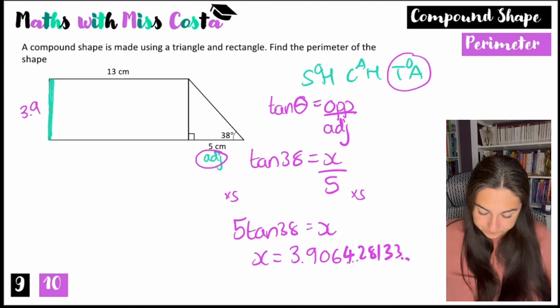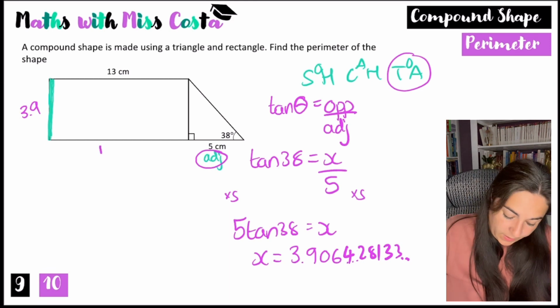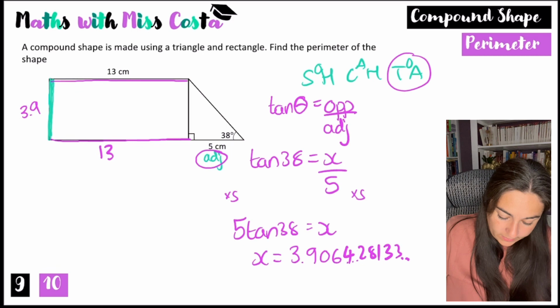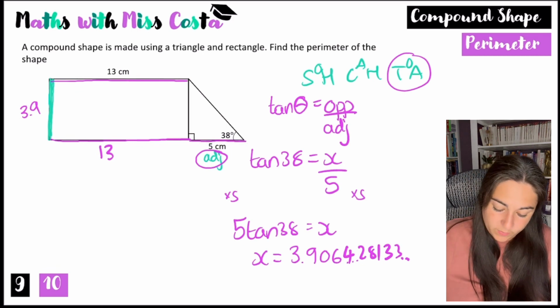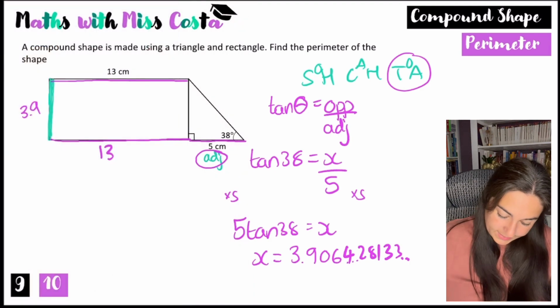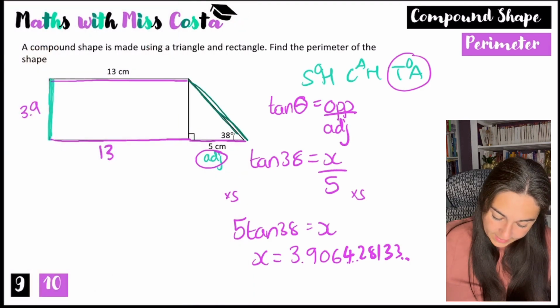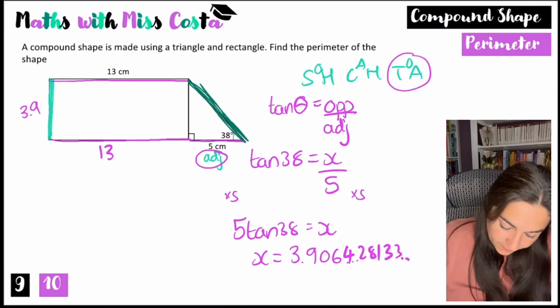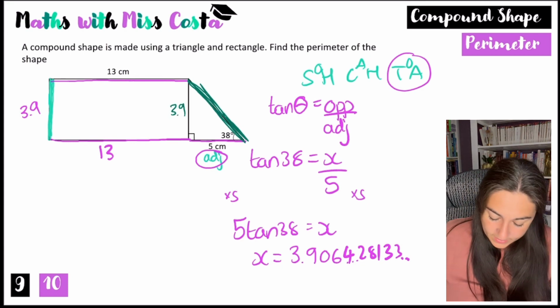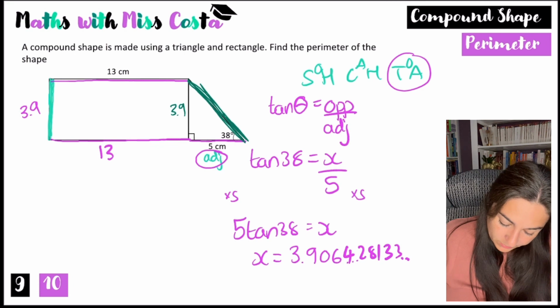So we know that this side as well would be 13 because opposite sides of a rectangle are equal. We know that this is 5 centimetres. So all that's left to figure out is this length here. So we're going to need to use trigonometry again. So we know that this side here is 3.9. Label your triangle. It's going to be exactly the same as it was before.